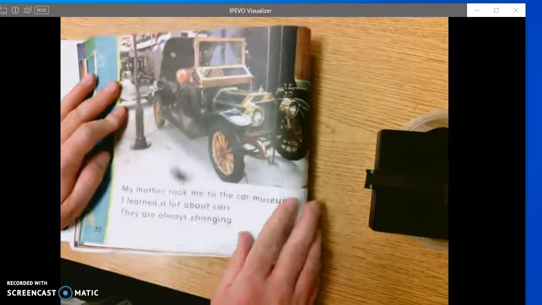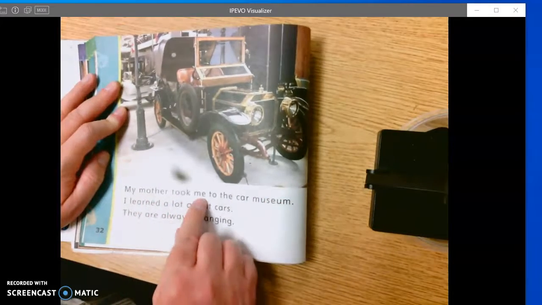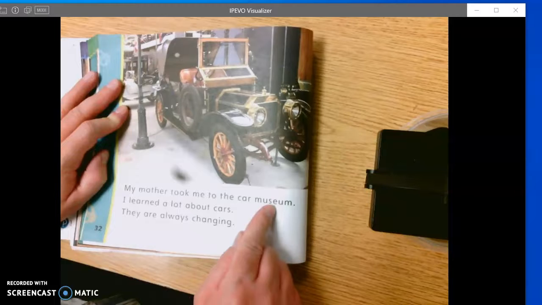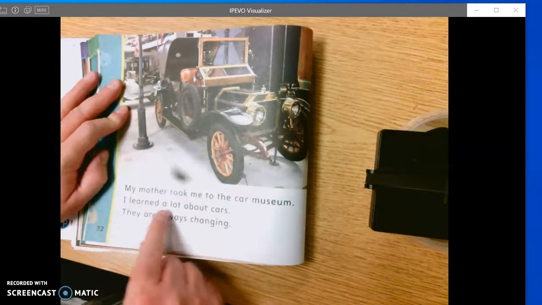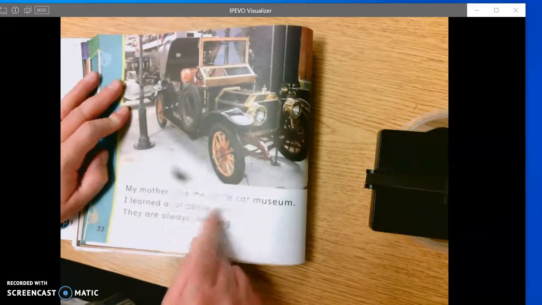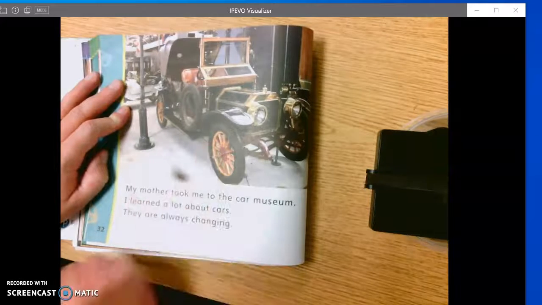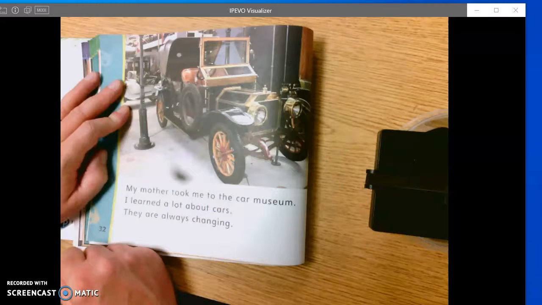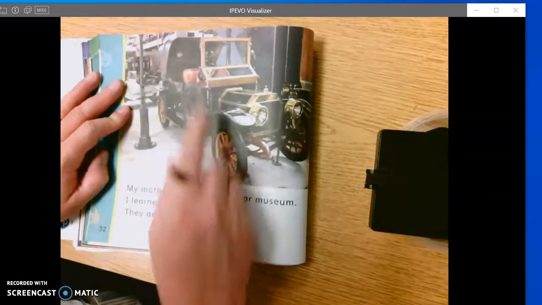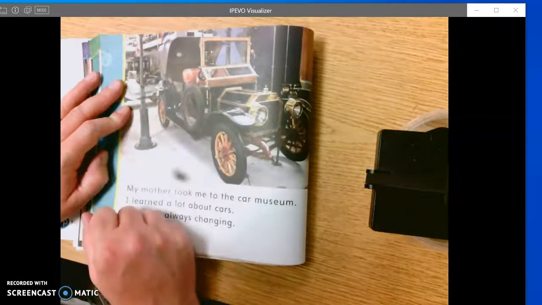It says, my mother took me to the car museum. I learned a lot about cars. They are always changing. Wow, look at that car. Would you like to see that? That's in a museum. It's a really cool looking car. Wooden wheels. Wow. And wooden parts over here on the car. Next page.